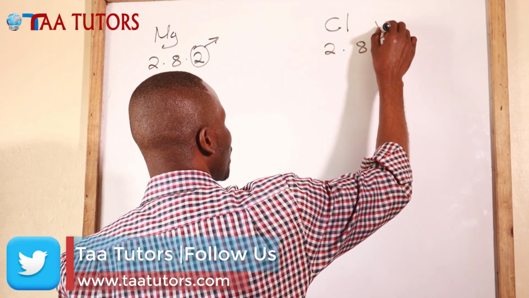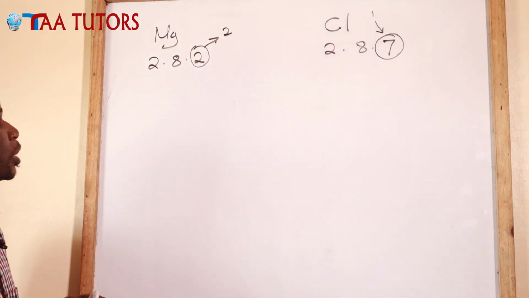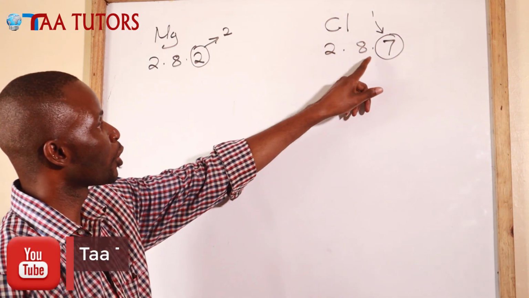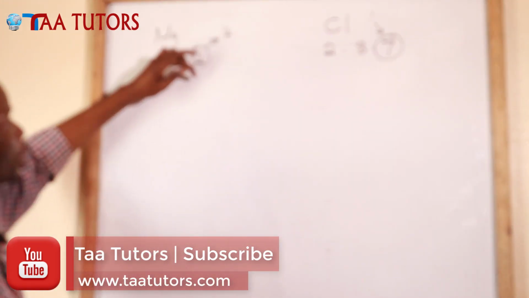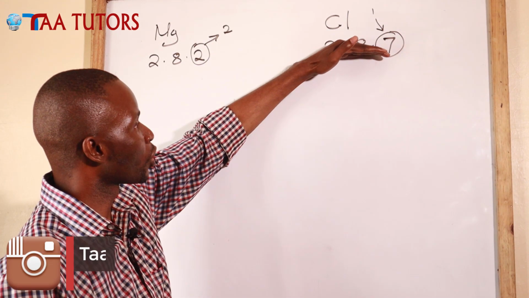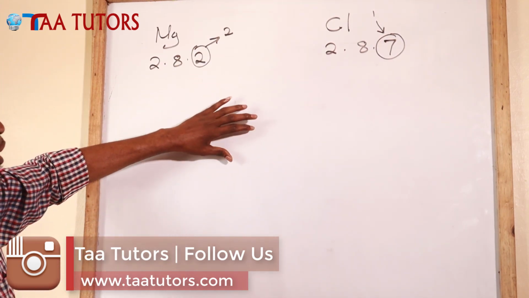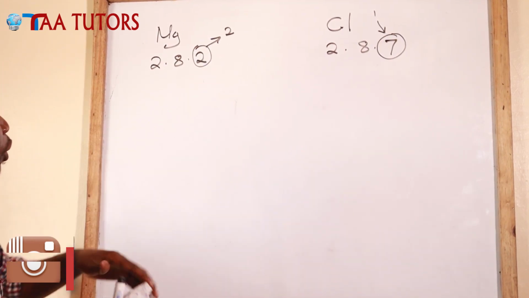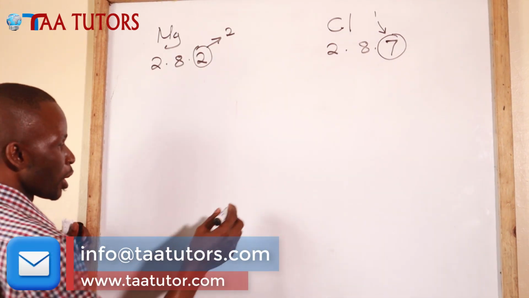So if chlorine can only gain 1, and this one can lose 2, we know that by this chlorine atom gaining 1, yes, it is stable, but magnesium is not stable because there is still 1 electron. It has only lost 1. So in that case, we actually need 2 chlorine atoms so that each chlorine atom will gain 1 electron from magnesium. And so in this particular case, we are going to have 1 magnesium atom with 2 chlorine atoms. And that one appears this way.